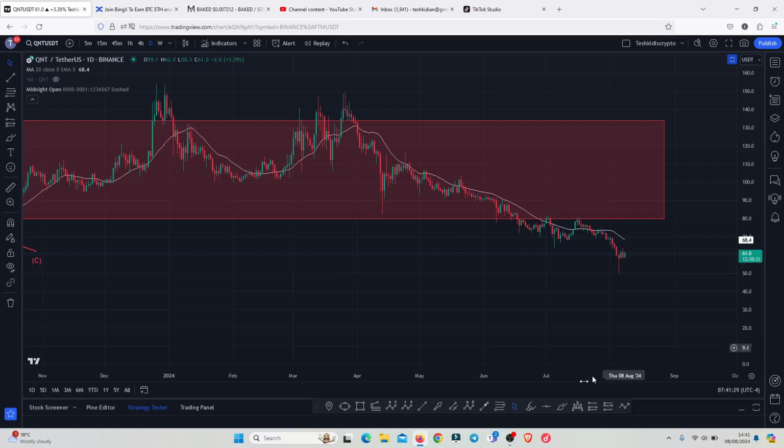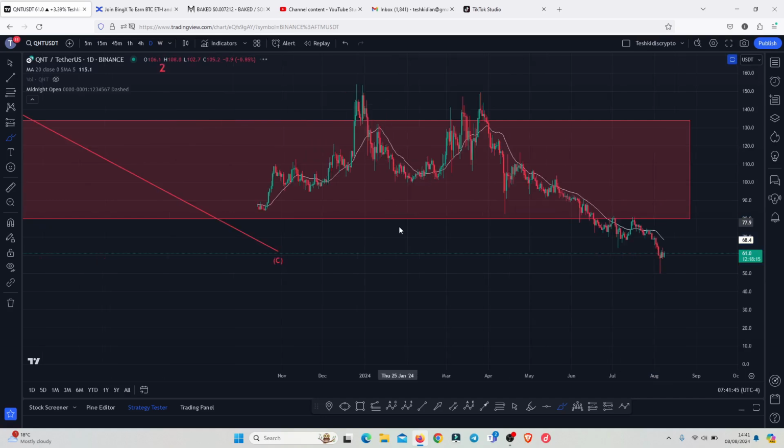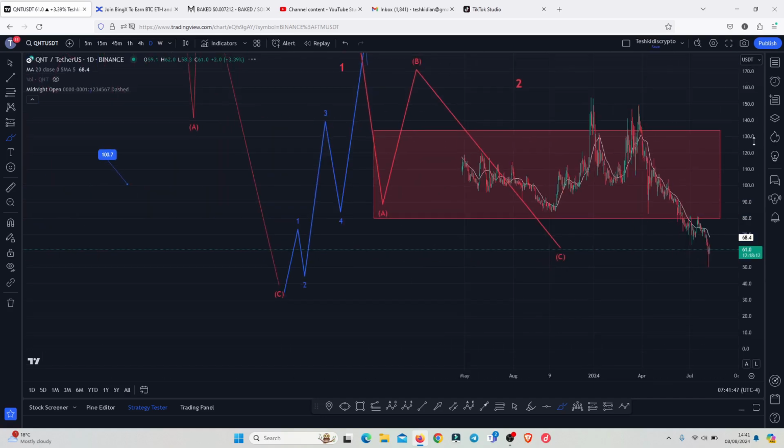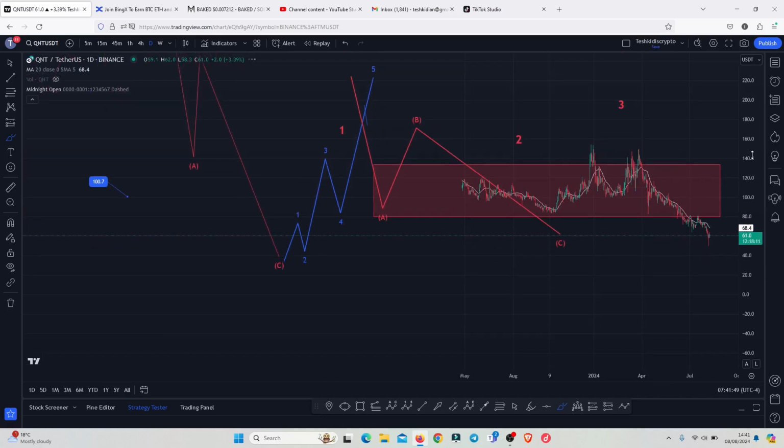QNT at the time of this recording is attempting a break above the 20-day MA here on the daily chart. We are also attempting to see a break above a significant key area of resistance above the $80.4 mark.